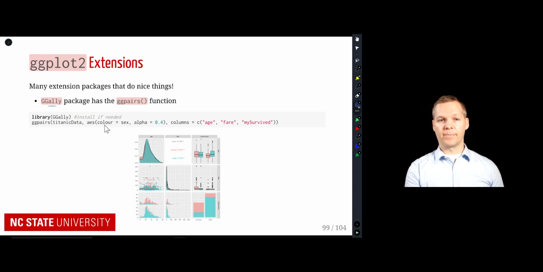I could use the same exact types of arguments though. Titanic data is my data set. My aesthetics, actually I put this within the aes, but that could go outside. I'm mapping the sex variable to color, and then I'm specifying the columns, the variables that I actually want to summarize here, and it's just going to create all possible summaries between those down below. And so you get lots and lots of useful information. This is a great way to just get a glimpse of your data and the relationship between the variables that you have.